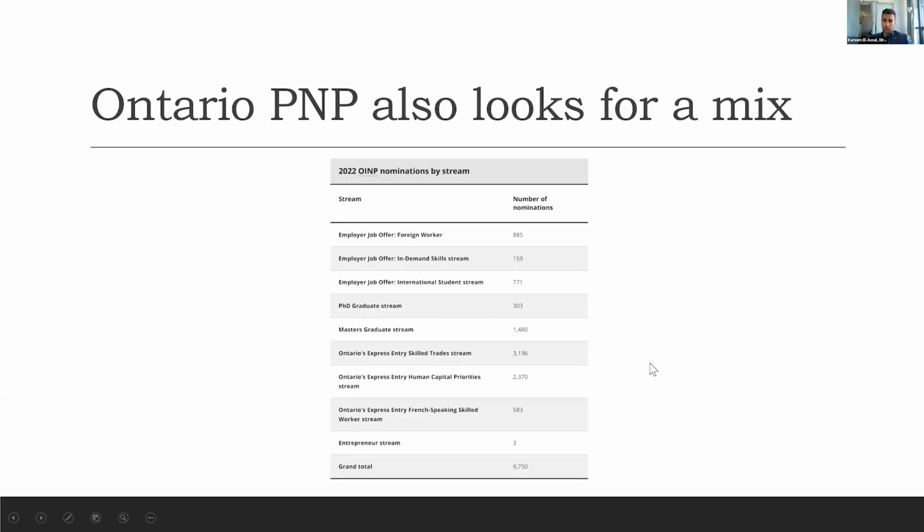Here in Ontario, you can see the diversity of the province's provincial nominee program. This is an overview of all the people that they nominated back in 2022. It was almost 10,000 people that they nominated. And you can see the variety of different streams and people of different backgrounds. So we're looking to bring in people who address specific labor shortages with our in-demand skills stream. We also allow foreign workers and international students who have a job offer to remain in the province.